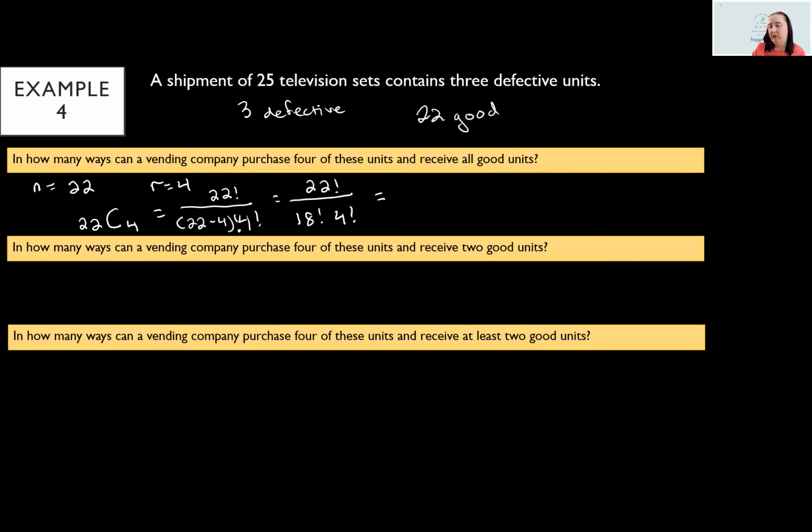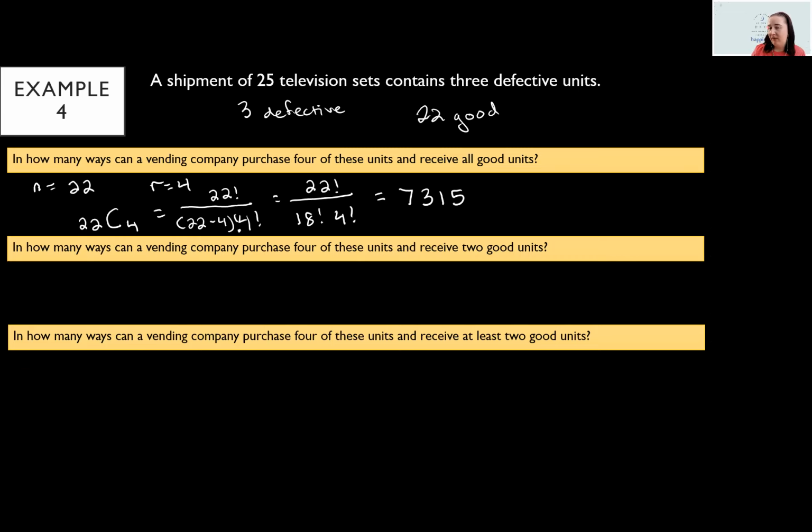So I'm just going to use my calculator at this point, because 22 factorial is big. If I had more space, I'd probably just try to simplify it first. The 22 choose 4 gives us 7,315. So that's how many ways they could get all good units if they're choosing 4 of them.